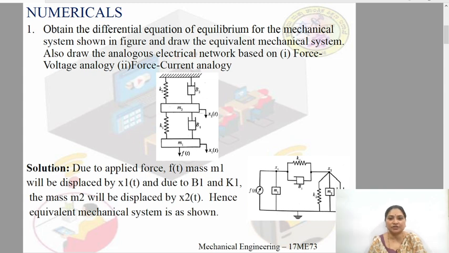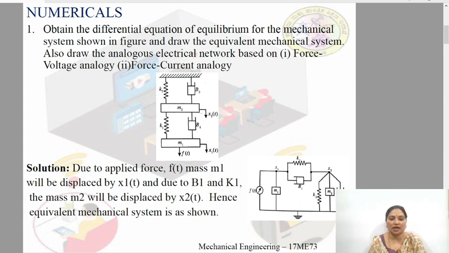Obtain the differential equation of equilibrium for the mechanical system shown in the figure and draw the equivalent mechanical system. Also draw the analogous electrical network based on force voltage analogy and force current analogy. So we need to obtain a differential equation for the mechanical system shown. So here we have the mechanical system below. In the figure we can see that there are two masses M1 and M2, two springs K1 and K2, and two dampers B1 and B2.